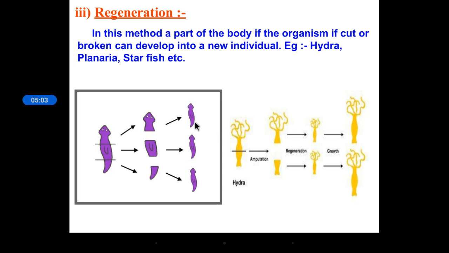That means the lost part can be regenerated. Okay, this is planaria, and here you can see Hydra being cut into two pieces. Whatever the lost piece is, it's able to regenerate it and forms a new individual from both pieces. Yes, so this is about regeneration in Hydra and planaria, and starfish is also an example.